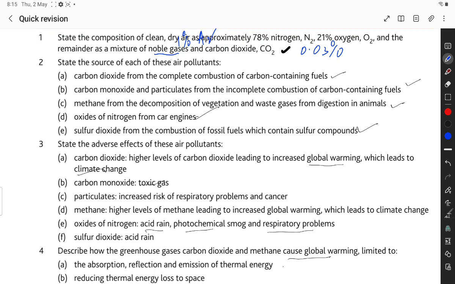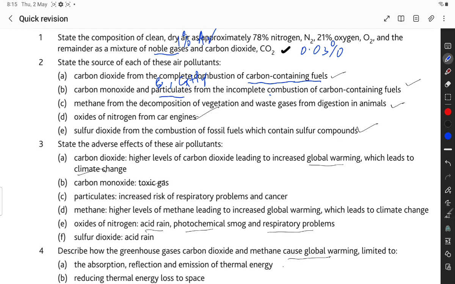Fractional distillation of air is not in the syllabus right now. State the source of each of these pollutants. No need to learn fractional distillation. Carbon dioxide comes from the complete combustion of carbon-containing fuel. Carbon monoxide and particulates come from incomplete combustion. Particulates means solid carbon and CxHy, unburnt hydrocarbons.